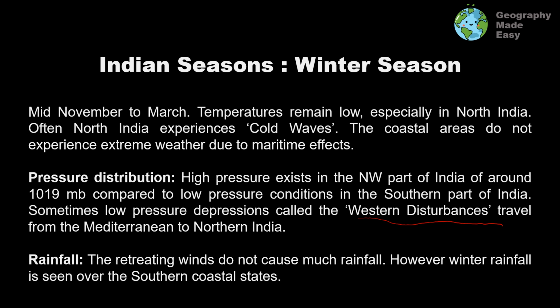So the wheat cultivation and the agriculture in the northern part of India, where rabi type of cultivation is practiced, benefits from the rainfall received from the western disturbances. Not much rainfall is caused in other parts of the country. However, some rainfall is also seen in the southern coastal states.